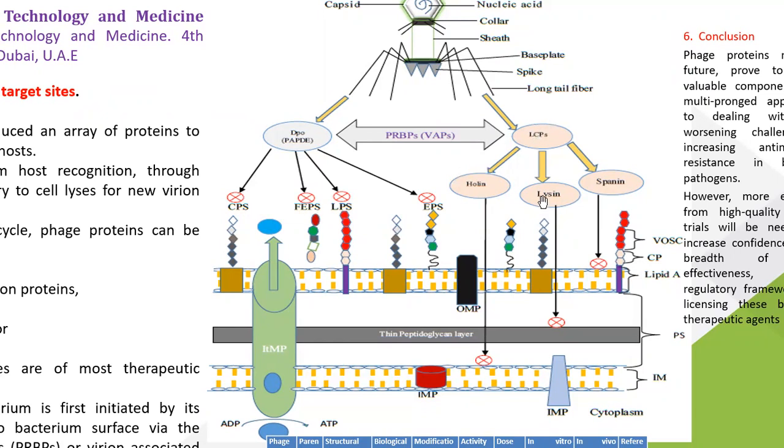Okay, we have the lysis proteins, or the lysis cassette proteins here, and we have three major ones: the holins, which act on the inner cell membrane; the endolysins, which act on the thin peptidoglycan layer, mostly in gram-negative bacteria; and the spanins, which act on the outer membrane.